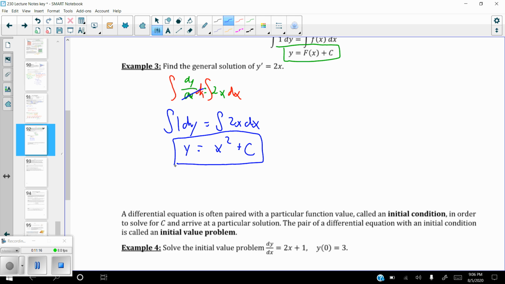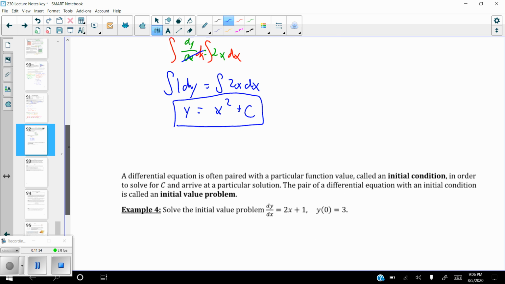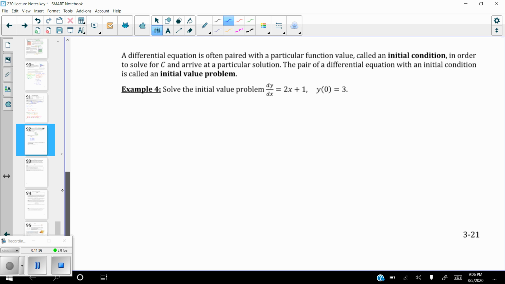That's the general solution. It's general because it has the plus c. If we were given some kind of an actual initial condition, like we were given some particular point on the original function, then we could have actually found c and we would have the particular solution, which is what we're going to do in example 4. It's a different function, but it's the same idea.